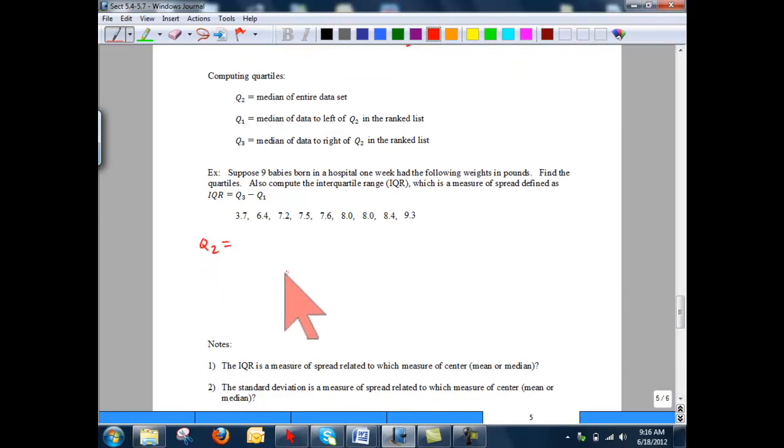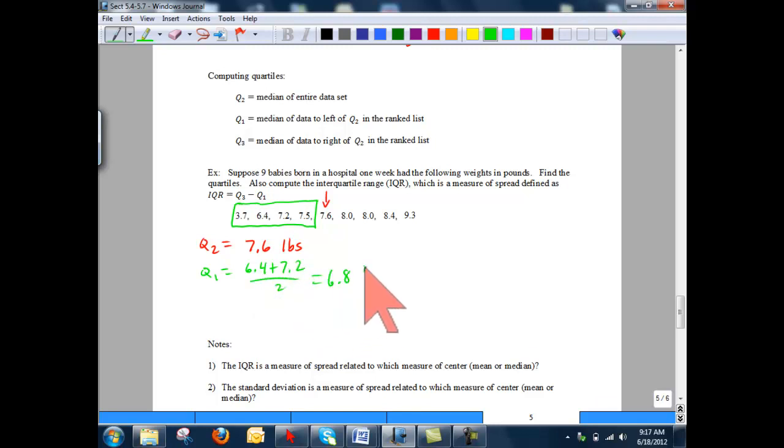Q2 is, well, there are 9 data items, and so the middle number is the 5th one right here at 7.6. And then per the rule, the Q1 is the median of the data to the left of Q2 in the rank list. So I've already used the 7.6, and then the data to the left are these numbers, and so Q1 is the median of those. They're an even number, 4 of them, and so I take the mean of the middle two, 6.4 plus 7.2 divided by 2 is 6.8 pounds.